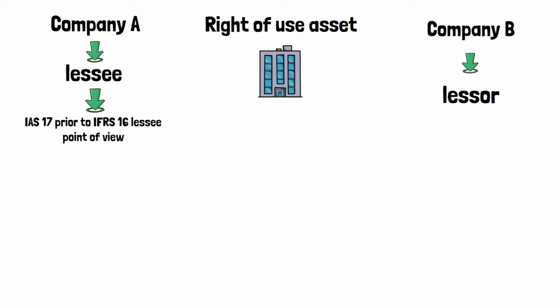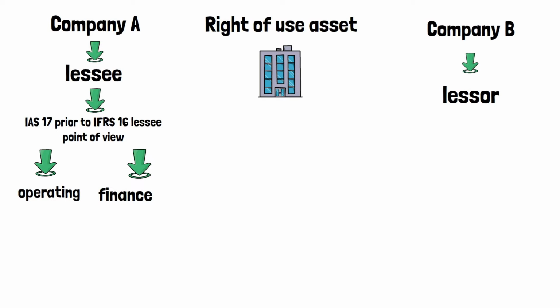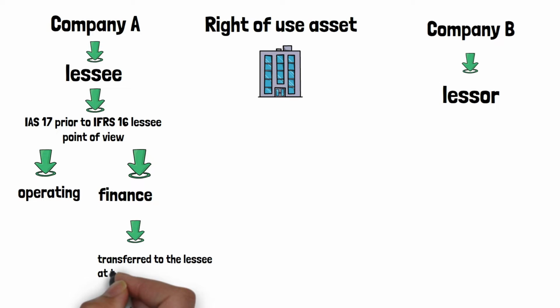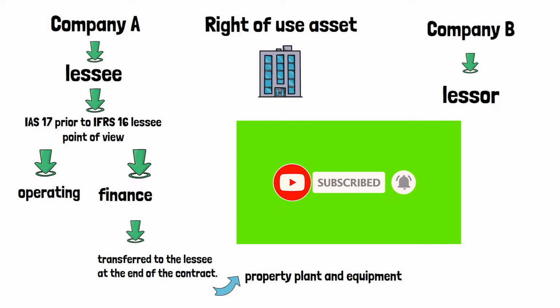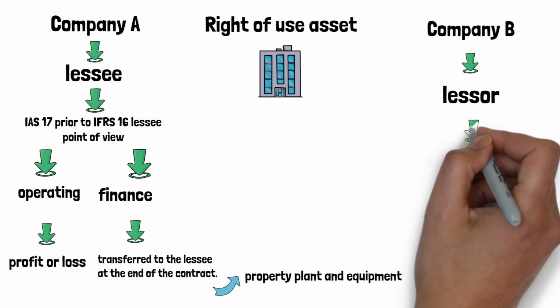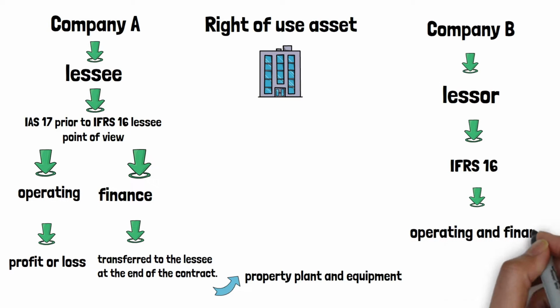Before IFRS 16, leases for lessees were classified as operating and finance. That is, the lease was financial if, for example, the asset was transferred to the lessee at the end of the contract. In this case, the lessee recognized property, plant, and equipment. On the other hand, if the lease was operating, the lessee recognized in profit or loss an expense for the monthly rental payment of the asset. From the lessor's point of view, IFRS 16 is unchanged from the previous standard.